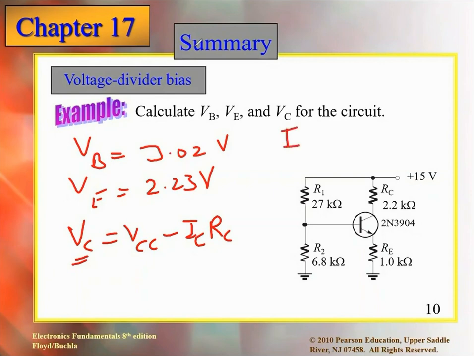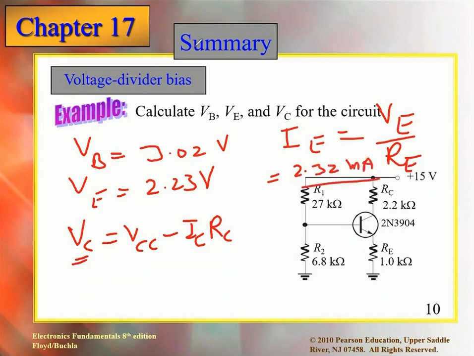So IE, yes, correct. IE will be VE over RE. Then you will get this one, 2.32 milliampere. All right. Then after you put it there, we can definitely apply the approximation: IC is approximately equal to IE. Then just put it over there, and you will get these voltages also. Yes, this is the number.